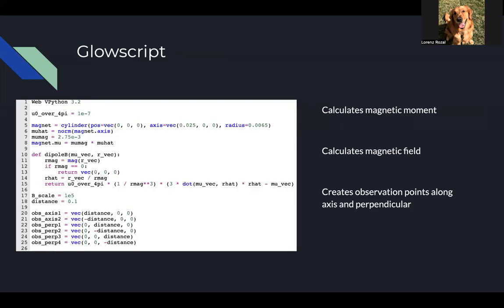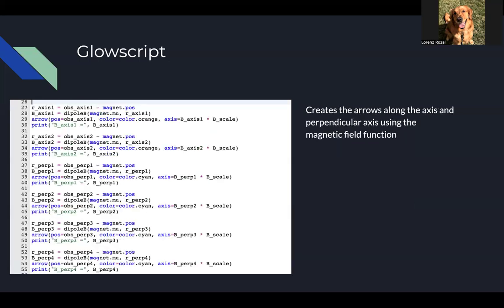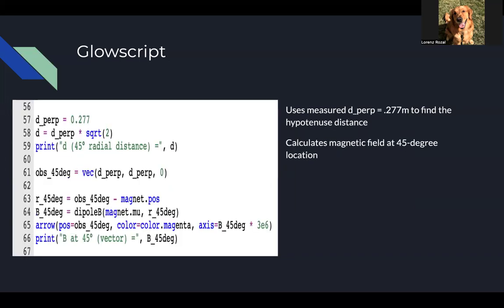This is pretty much a GlowScript that I made. First, it calculates the magnetic moment, then it calculates the magnetic field of that function, and it also creates different observation points along the axis and perpendicular to the magnet. These create the arrows of those observation points. Then we used the measured perpendicular distance of 0.277 meters, found the hypotenuse distance, and calculated the magnetic field at a 45-degree location.